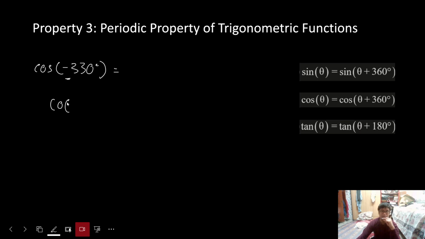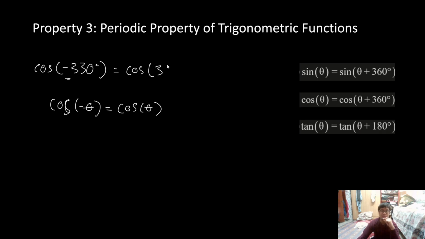Remember that cosine of a negative angle is equal to, oh wait, that sounds wrong. Oh wait, correct. Cosine of negative theta is equal to cosine theta. So that means cosine of negative 330 degrees is just the same as cosine of 330 degrees. So what would be our result here? Cosine of 330 degrees is square root of 3 all over 2.